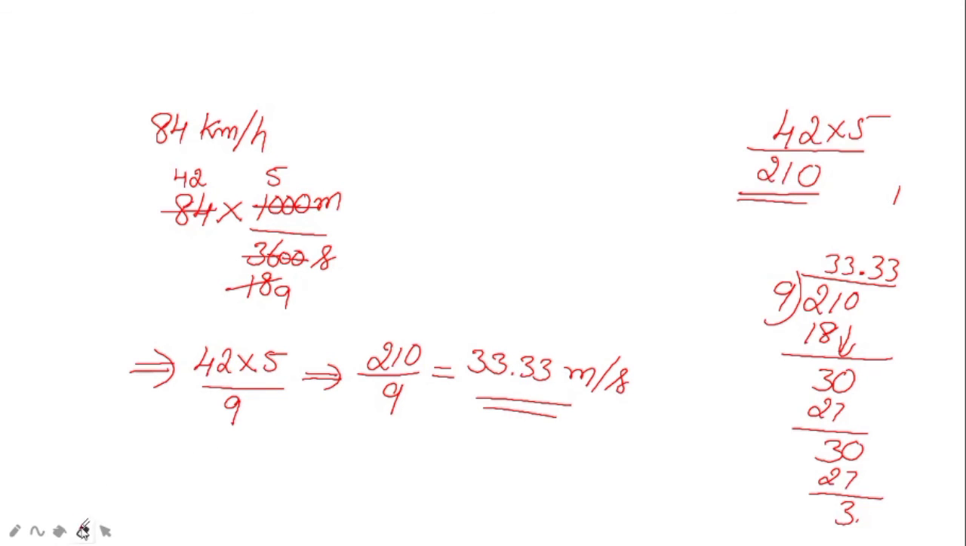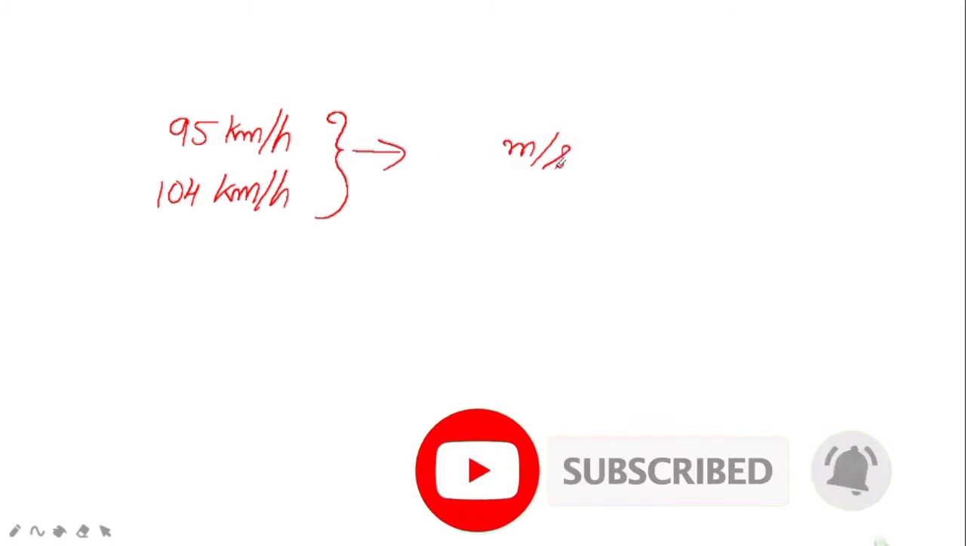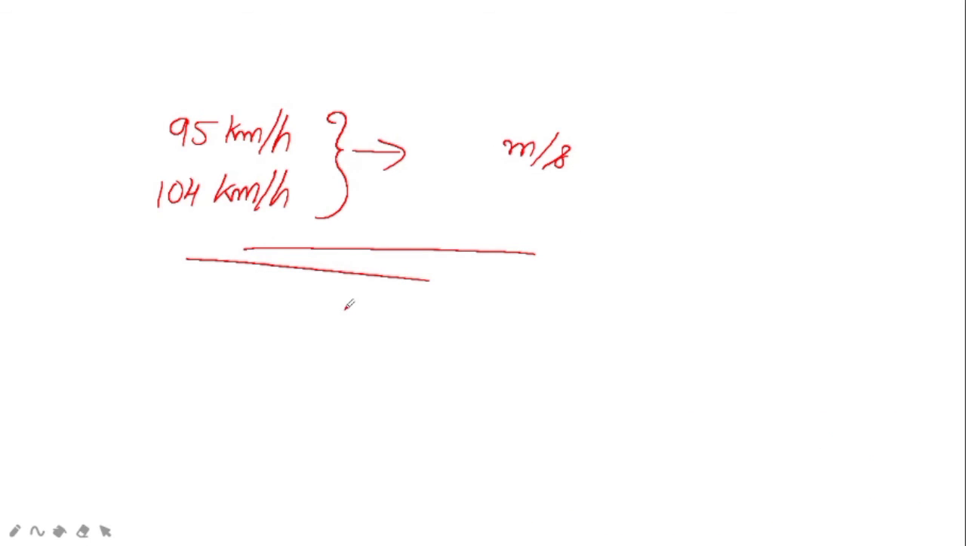Clear? So now if you have understood how we can convert kilometer per hour into meter per second, try these problems. For example, convert 95 kilometer per hour into meter per second, and then convert 104 kilometer per hour into meter per second. If you are able to convert kilometer per hour into meter per second, it indicates that you have understood this topic. Okay, thank you.